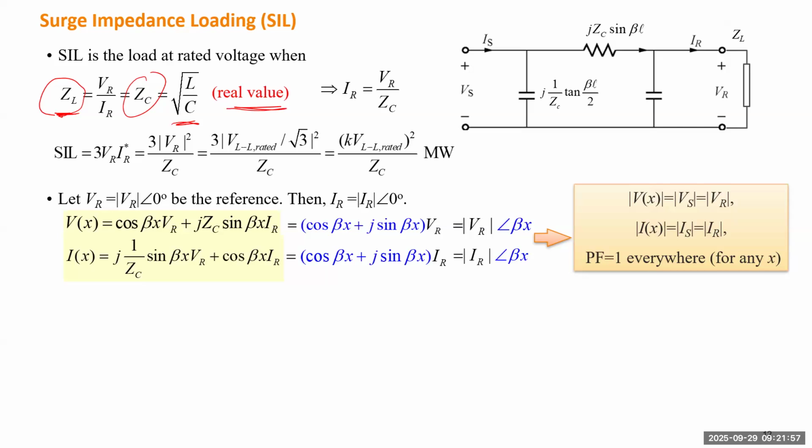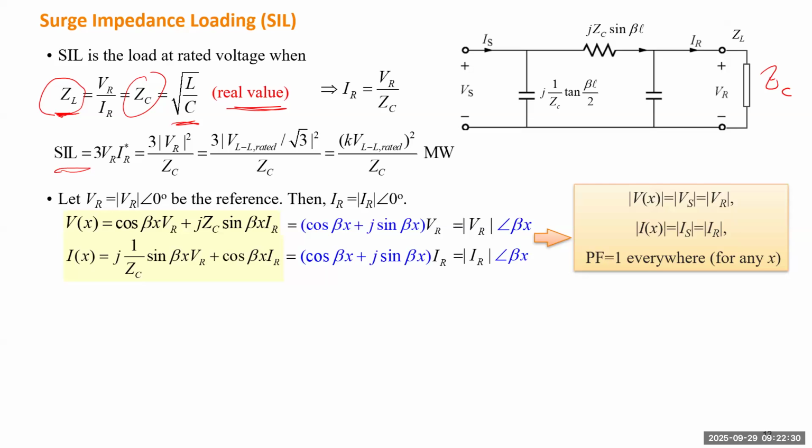Even though we call it impedance, we just consider this one as an ideal load impedance at power factor exactly 1. So it doesn't have a reactance, doesn't have a reactive power. So this one will be completely resistive. So if we make the load impedance equal to the surge impedance, when we calculate the load, that load is called surge impedance loading or surge impedance load.